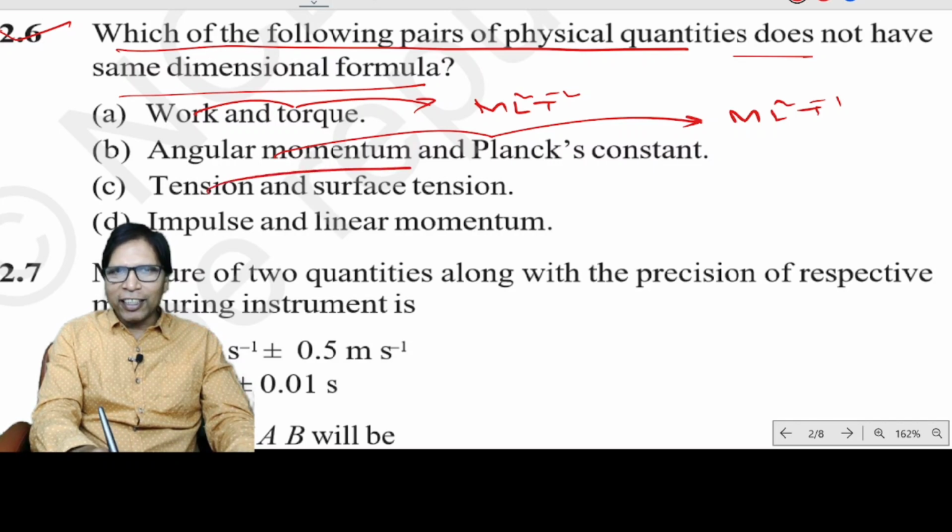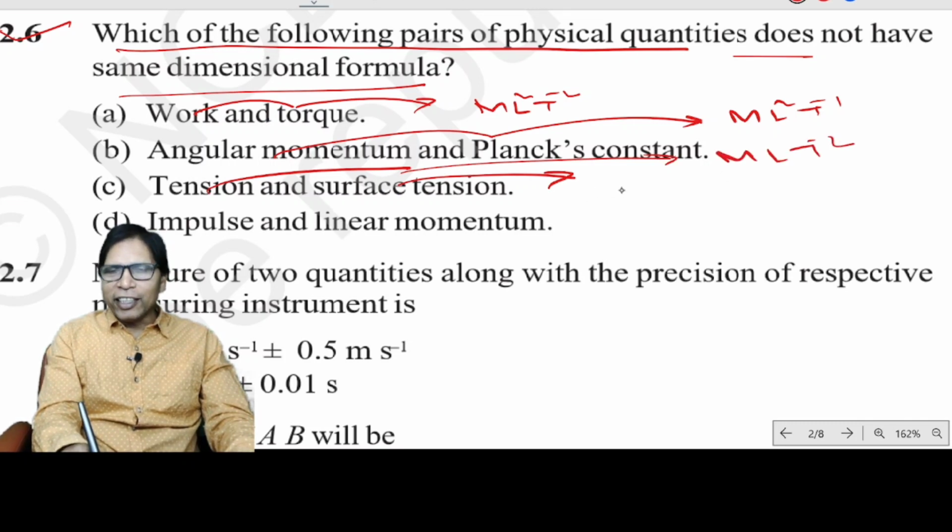Surface tension and tension have different dimensions. Tension is a force, with dimension MLT minus 2, and surface tension has the dimension force by length, MLT minus 2 divided by L. This L cancels out, so this is ML^0 T minus 2.